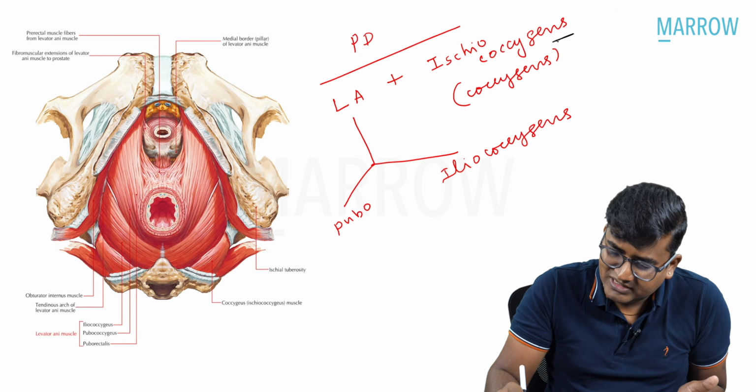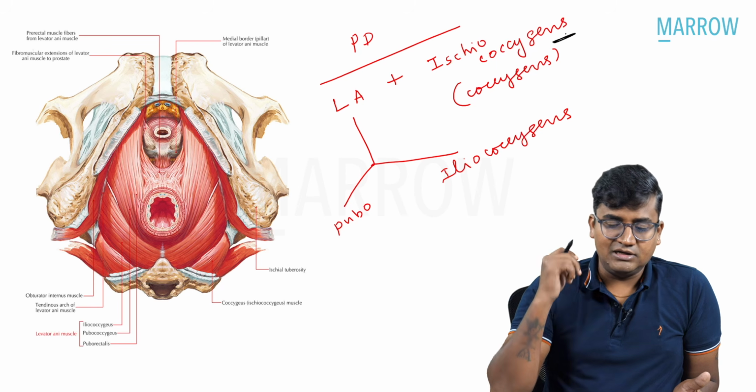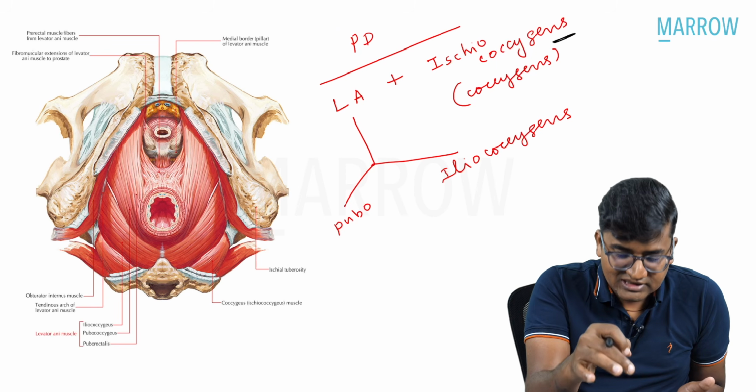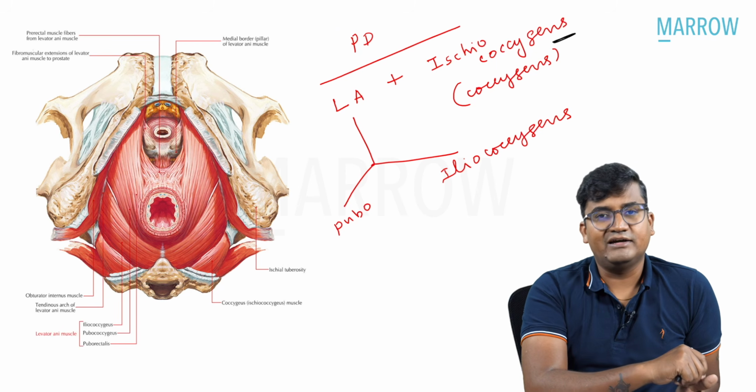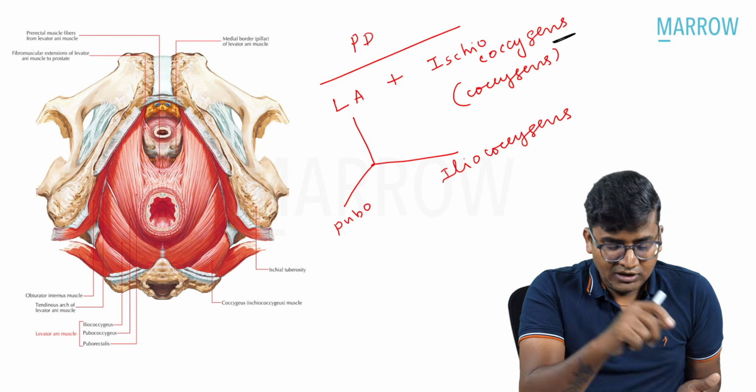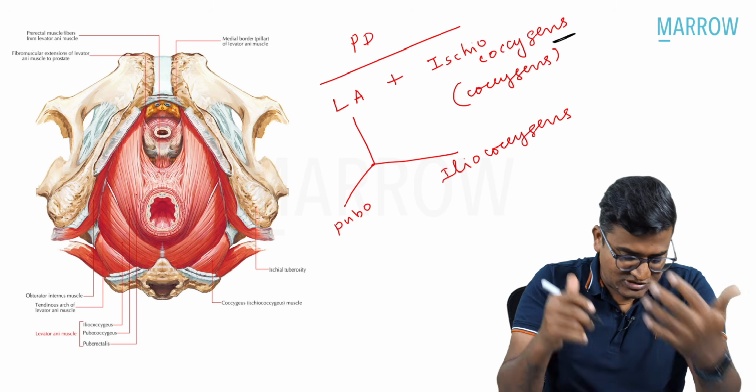Ischio-coccygeus is not a part of levator ani. That is a separate muscle, and ischio-coccygeus along with the levator ani form the pelvic diaphragm. Okay. Now the pubococcygeus muscle, now see the diagram.